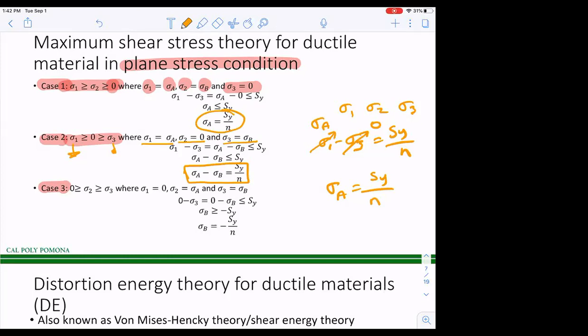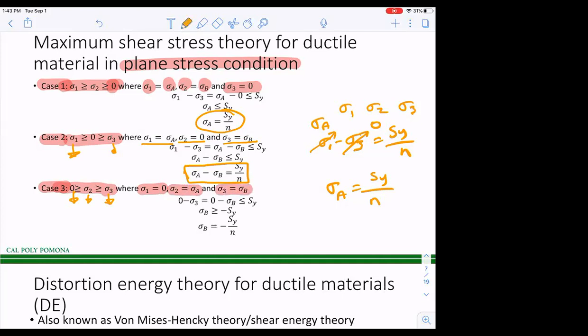Let's look at case number 3. In case number 3, the two principal stresses that you have both are compressive in nature. So both are negative. So in that case, your sigma 1 is 0. Then you'll have the next higher stress, and then sigma 3 will be the remaining one. That's how you're going to arrange your case like this. So sigma 1 is 0, sigma 2 you're going to put as sigma A, sigma 3 you're going to put as sigma B.